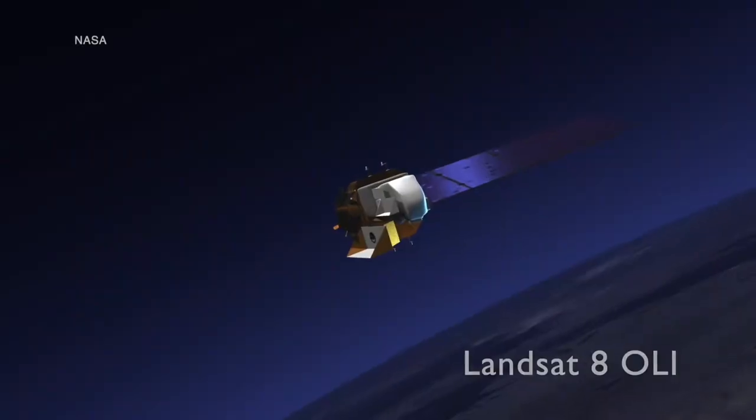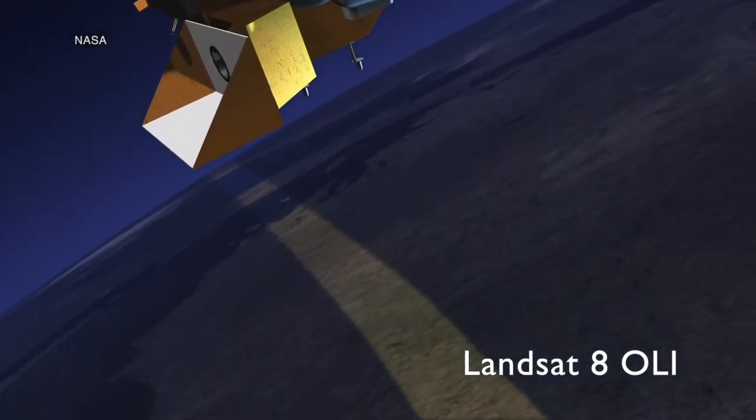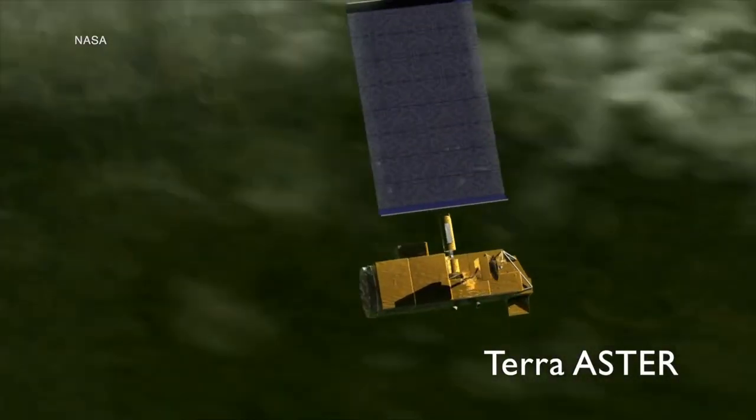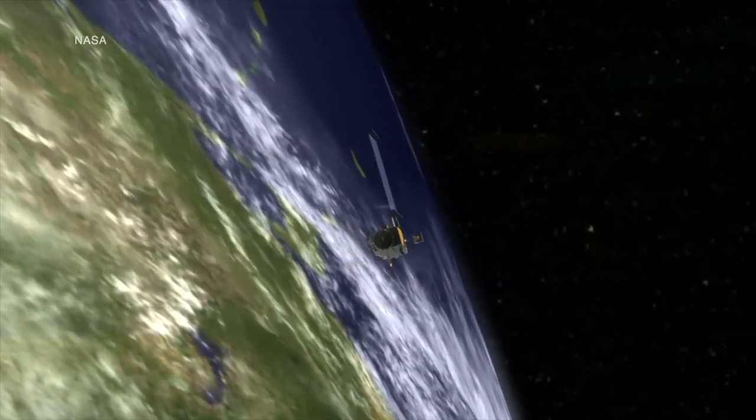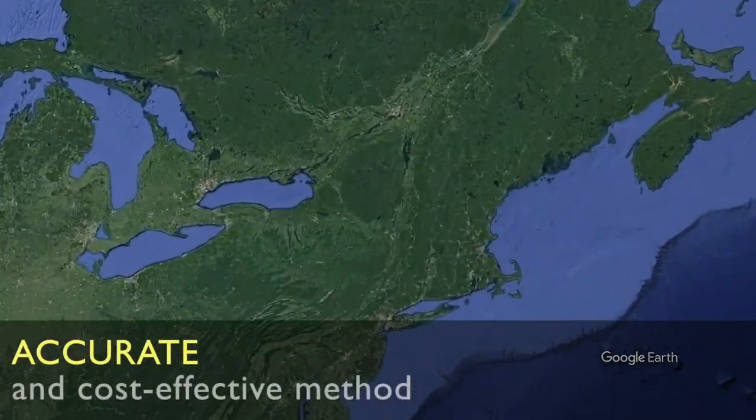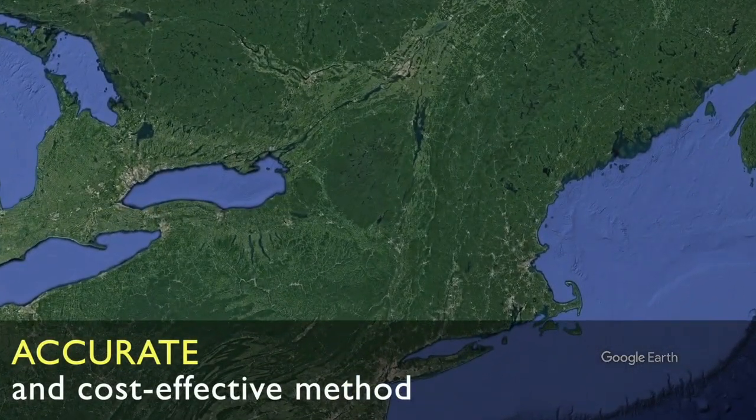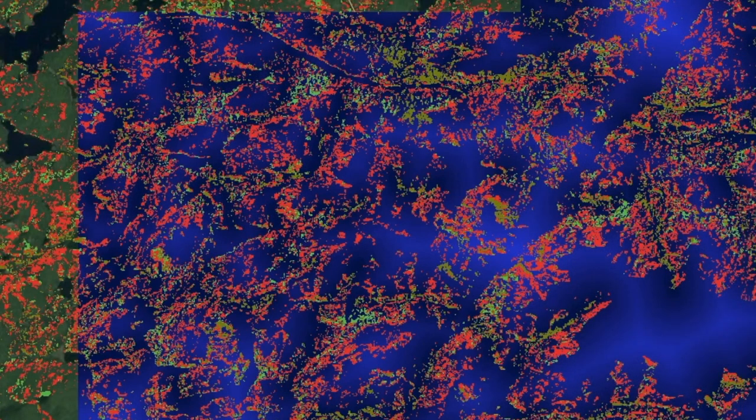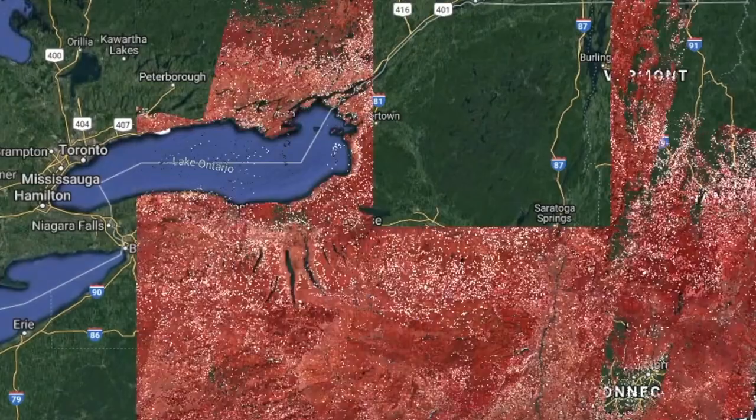Our team used data from NASA's Landsat 8 OLI, Terra ASTER, and the European Space Agency Sentinel-2 MSI to model eastern hemlock across New York. Using this freely available satellite data can offer an accurate and cost-effective method for predicting eastern hemlock stands. Using Google Earth Engine, we applied field data from across New York State to train our distribution models, enabling them to predict hemlock presence in the state.